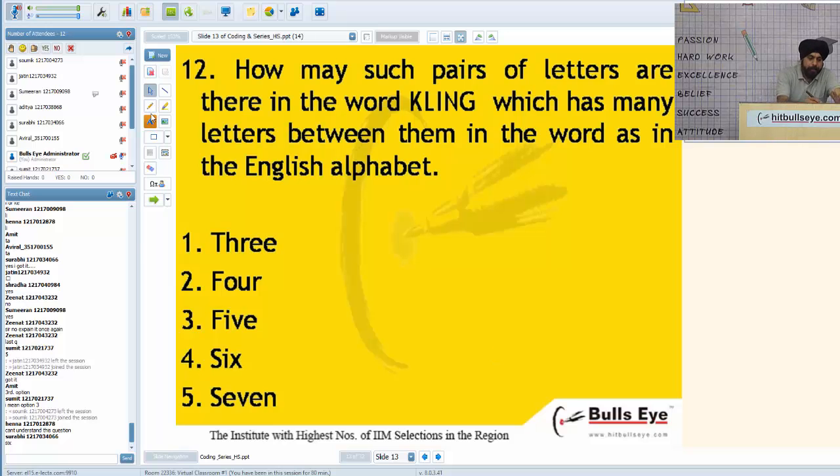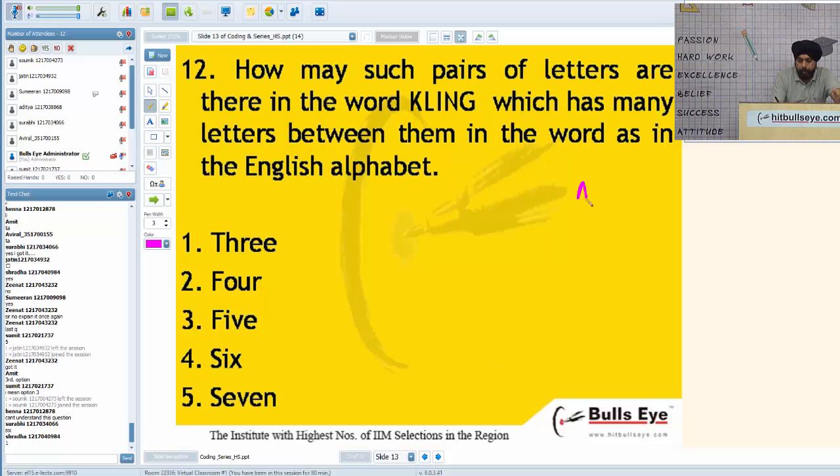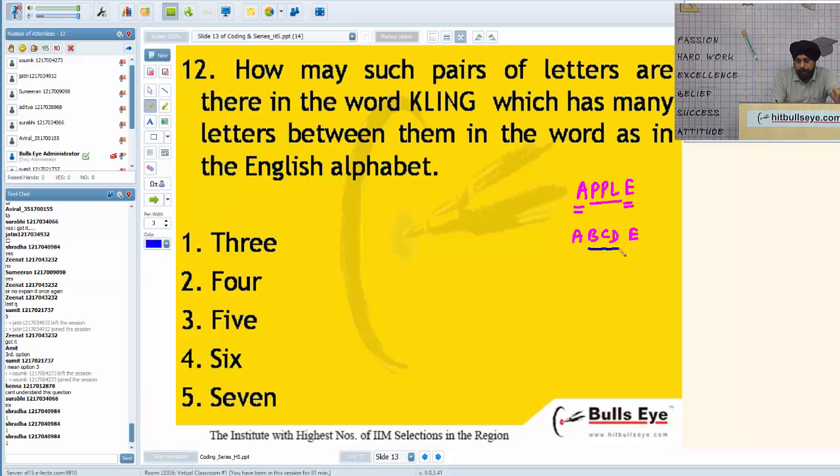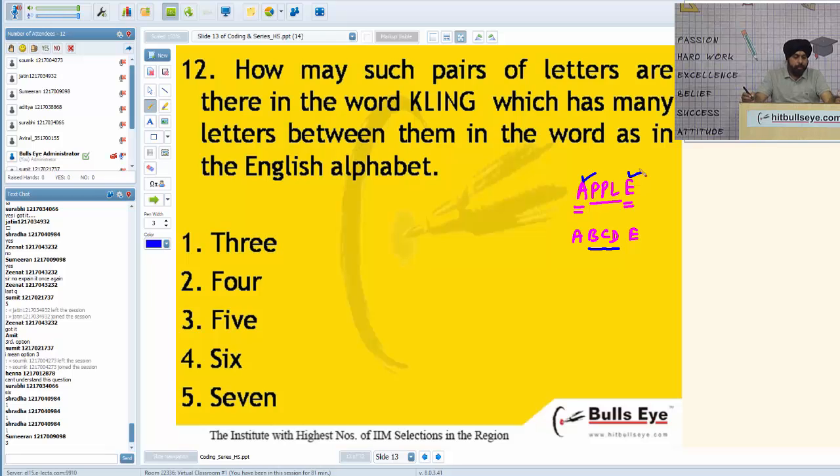Okay. So we were talking about this. Some of you are not getting this question. Let me tell you, if I write a word here, apple. See, the letter A and letter E, how many letters are there between them? There are 3 such letters. And if you see the actual alphabets also, the letters between A and E are 3 only, that is B, C and D. So I can say the word apple, there is a pair A and E which have as many letters between themselves as in the actual alphabets. This is what the question is.